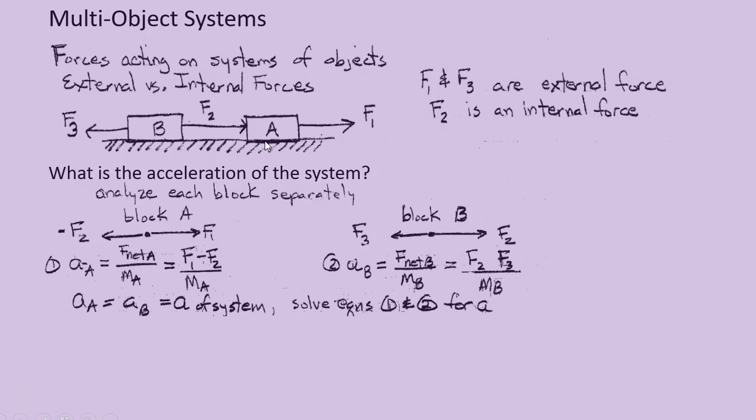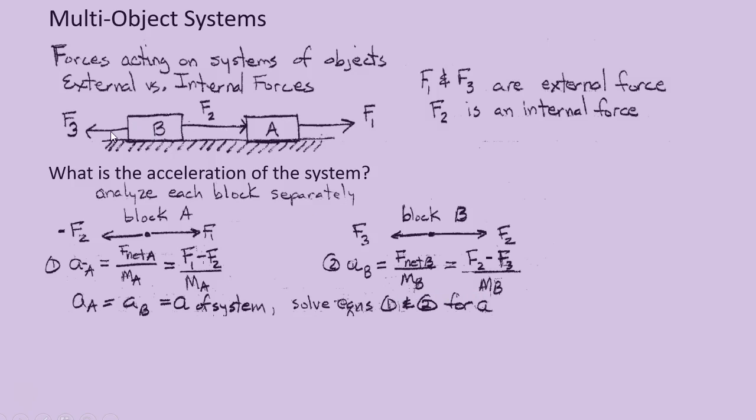So if we focus on A, we have F1 pulling to the right, we have F2 pulling to the left. Our acceleration for block A is going to be F1 minus F2 divided by the mass of block A. Looking at block B, we can see that we have the tension force F2 pulling to the right, and we have this force F3, which could be a friction force, doesn't have to be. Our acceleration turns out to be F2 minus F3 divided by the mass of B.